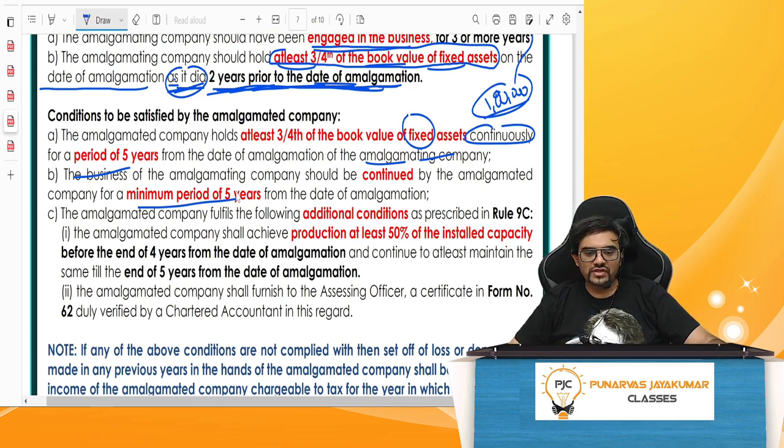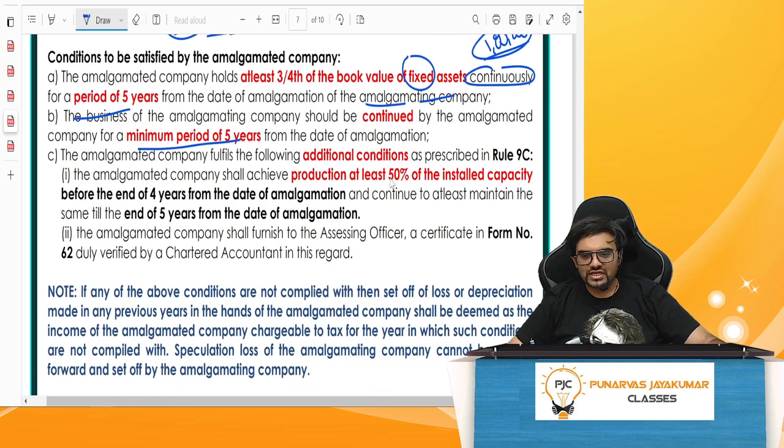Amalgamated company fulfills additional conditions as prescribed in the rules. Means what? Production of at least 50% of the installed capacity before the end of 4 years from the date of amalgamation. Continue to maintain the same 5 years from the date of amalgamation.